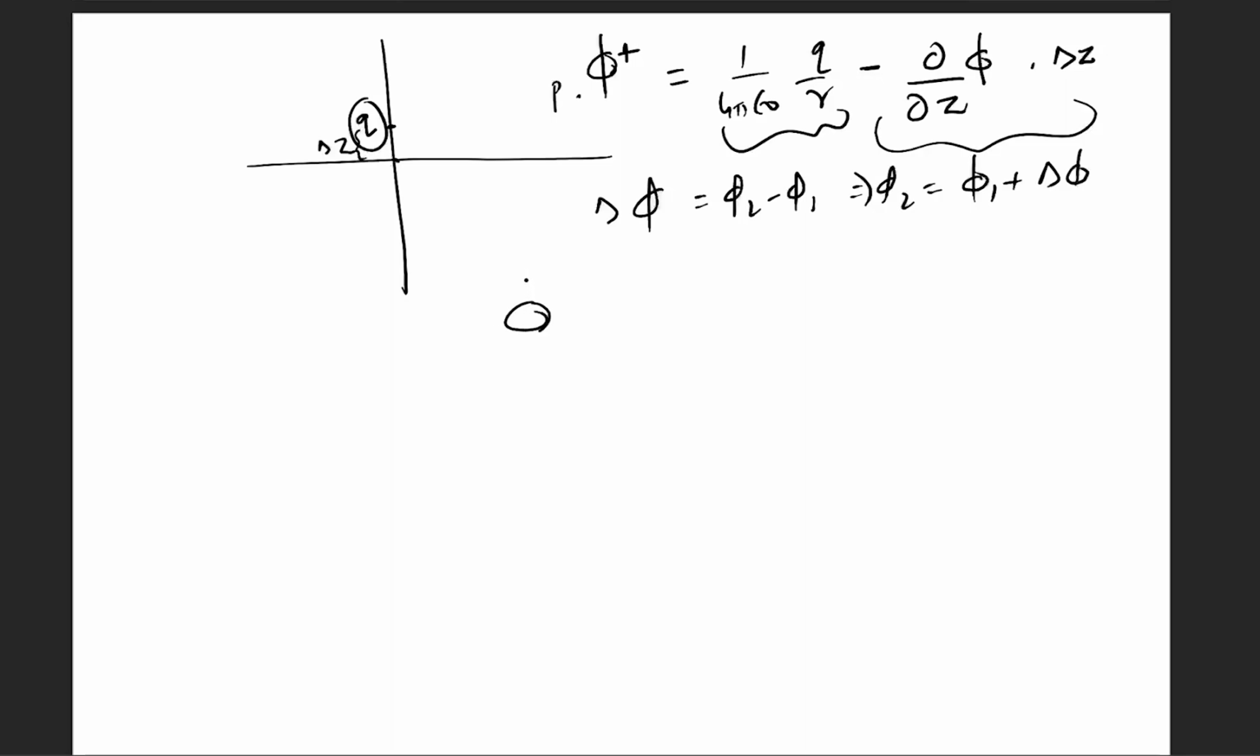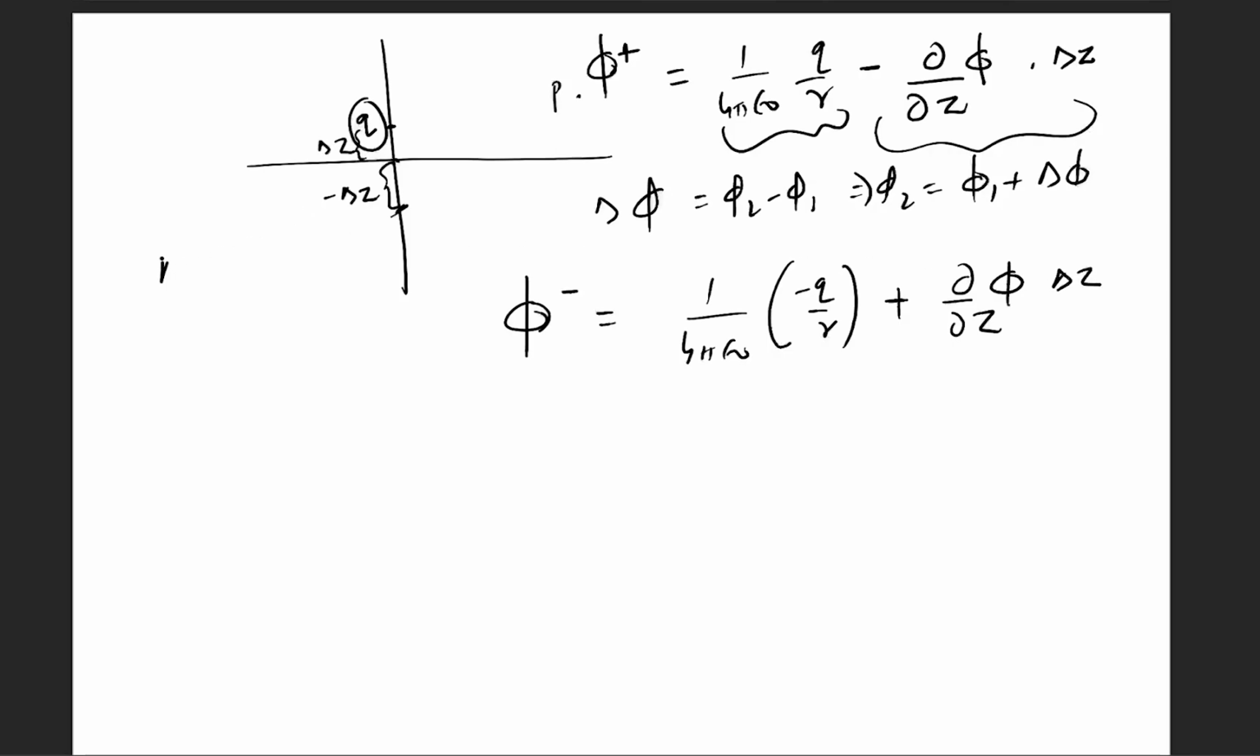we could have written phi due to the minus charge as 1 by 4 pi epsilon naught minus q by r, minus dou by dou z, and let us say this minus q charge was moved by minus delta z like this. So it would have been plus phi delta z. Now let us say delta z is equal to d by 2.